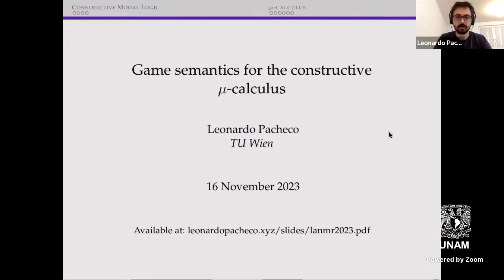So today I'll be talking about game semantics for the constructive mu calculus. Just before we start, the mu calculus is an extension of modal logic by fixed point operators. In this talk, I'm going to talk about this extension, not over the usual standard modal logic, but modal logic with constructive semantics. Before I talk about the mu calculus, I'll give a short review about constructive modal logic. Then I'll explain the mu calculus and its game semantics. And in the end, I'll show one application. We can use this game semantics to study a constructive version of S5 with fixed point operators.